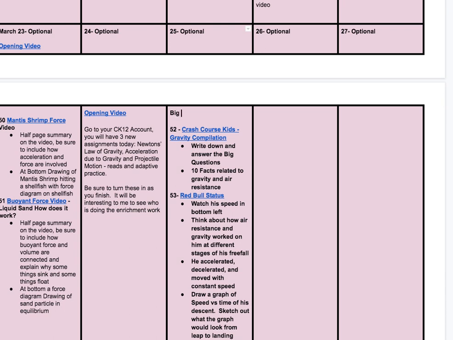Big idea is gravity today. Okay, so I'm going to kind of focus on that a little bit. In the Crash Course Kids, they do have some sample activities. I'm going to be demonstrating some of those tomorrow. And so we can kind of look at those, and you guys can kind of see the results of some of those activities tomorrow. Okay?